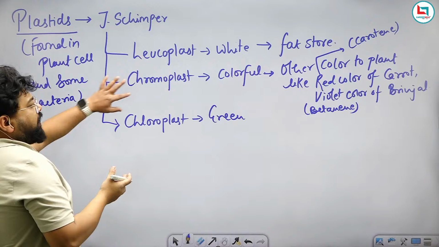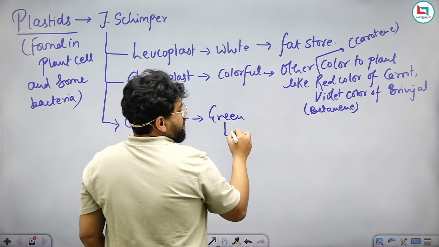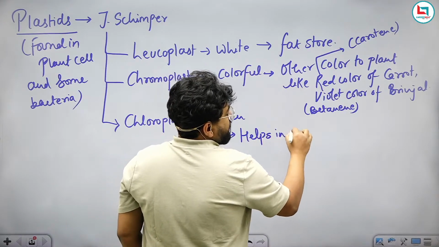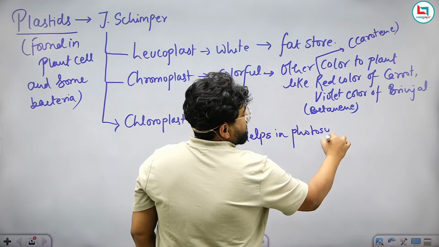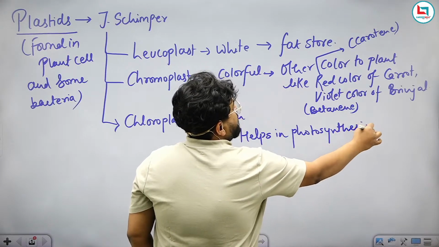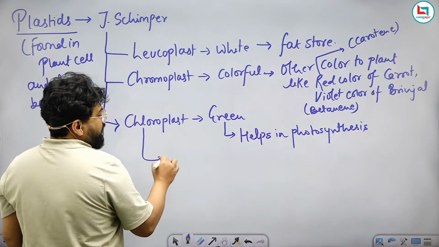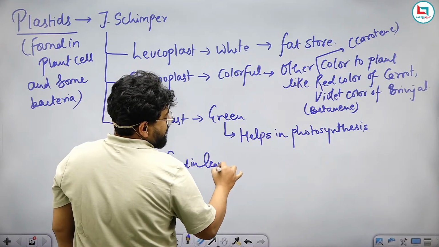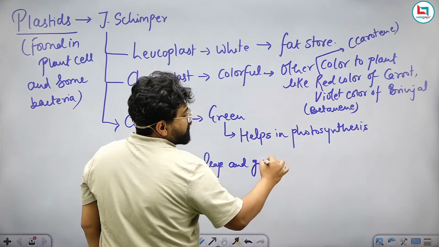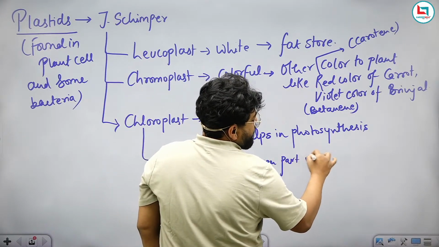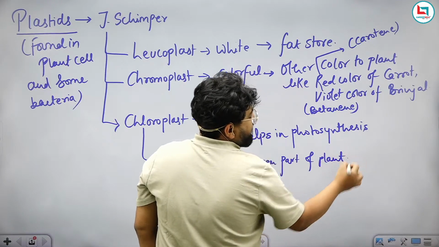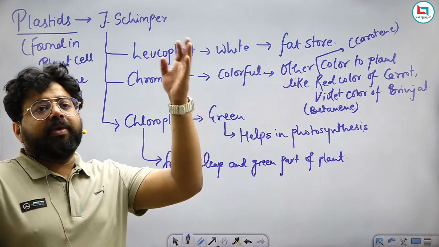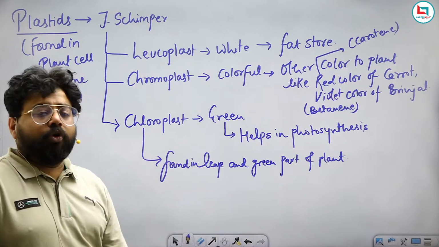So chromoplast is colorful, and the green color basically helps in photosynthesis. This green color is found in chloroplasts, and these chloroplasts are found in leaves and green parts of the plant. Likewise, all of you have seen the seedlings, or I can say the early plant, the stem is green in color because of the presence of chlorophyll in them.